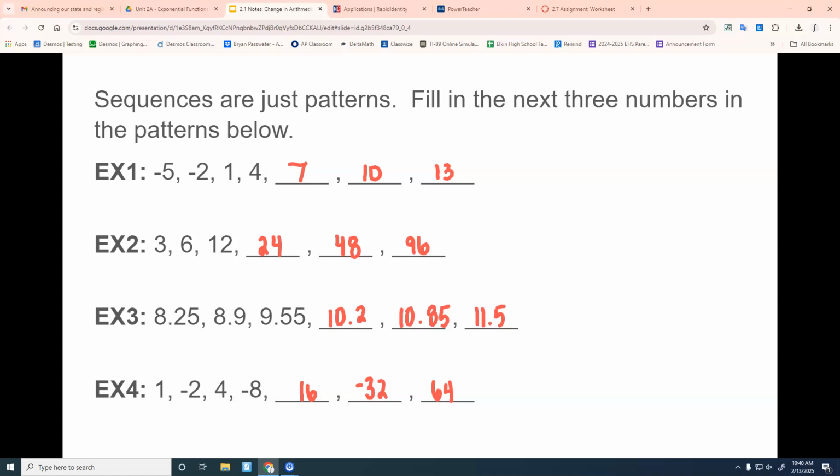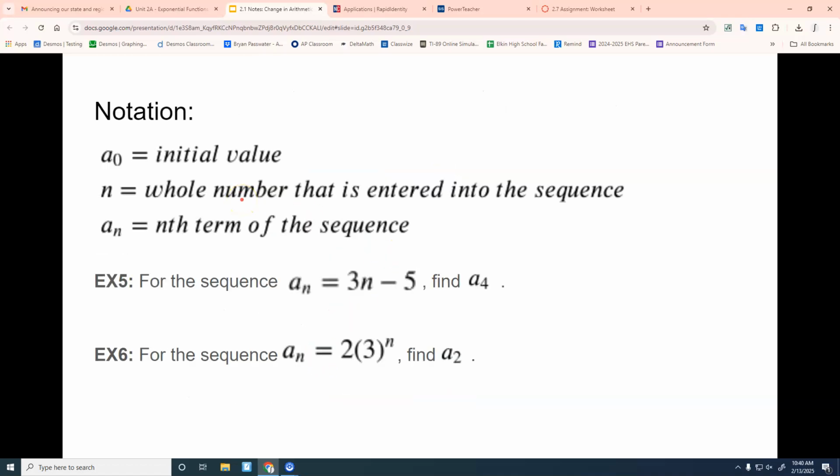So sequences are just patterns where we are doing something to get the next number, right? What's going to be tricky about these is the notation that we have to use. And the notation kind of throws kids for a loop, but once you understand what the notation means, then that will make the problems much easier to do, because essentially what we're doing is just those patterns that we saw before.